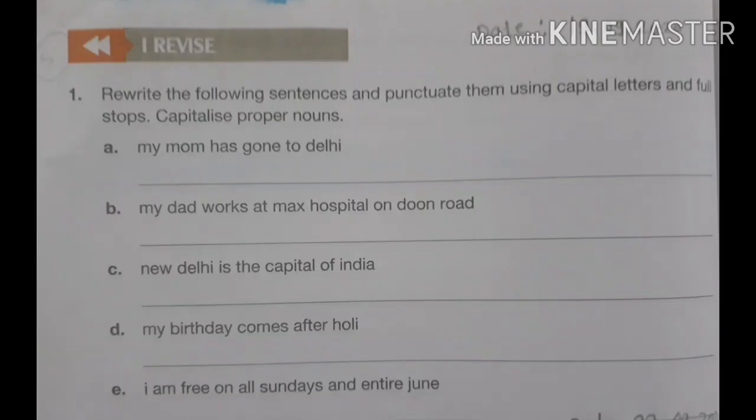Question number 1 on page number 66. Rewrite the following sentences and punctuate them using capital letters and full stops. Capitalize proper nouns. Children, complete the question by your own. Children, remaining part of this topic we will see in the next video.